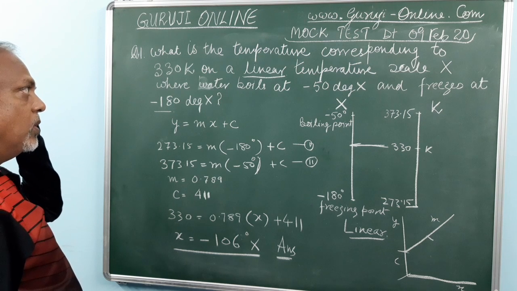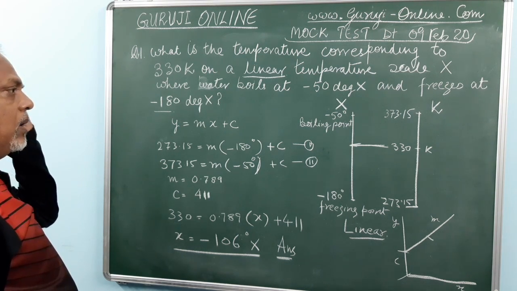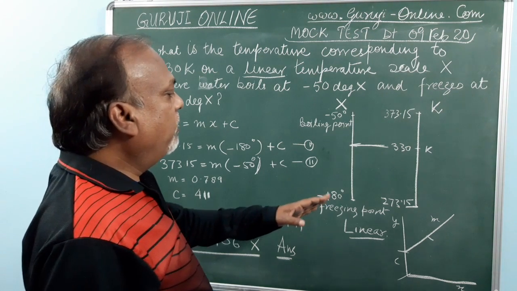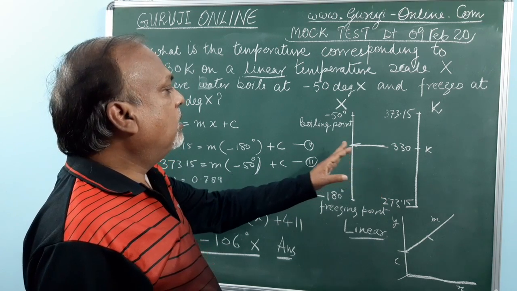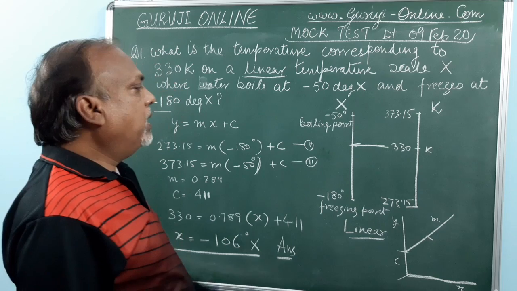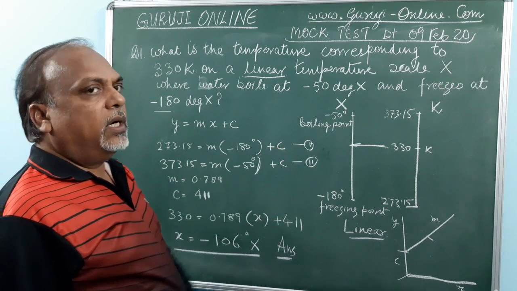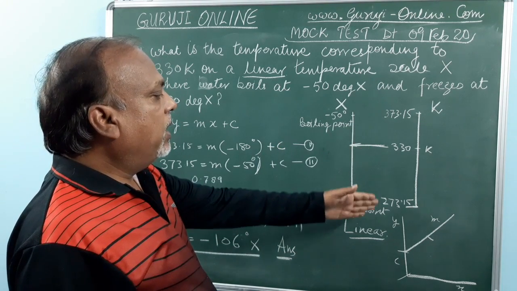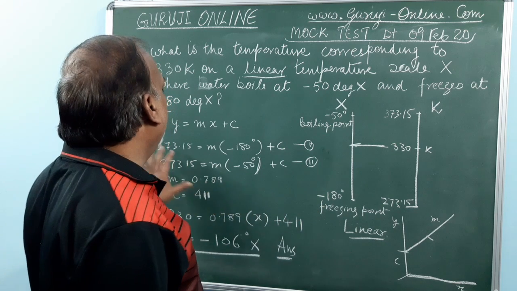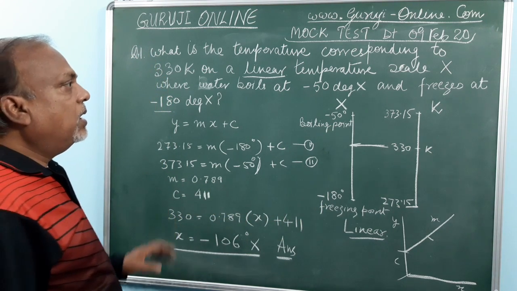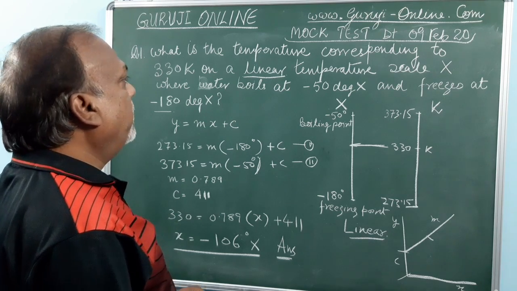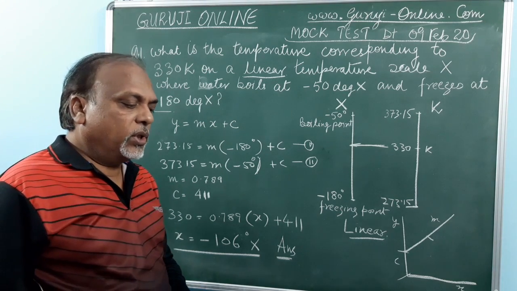So, in this question, we have been given one scale and correspondingly we have been asked to find the temperature on this scale corresponding to 330 Kelvin. The Kelvin scale we know like this. With these two equations, we can easily find the solution. Now, we will go to the next question.